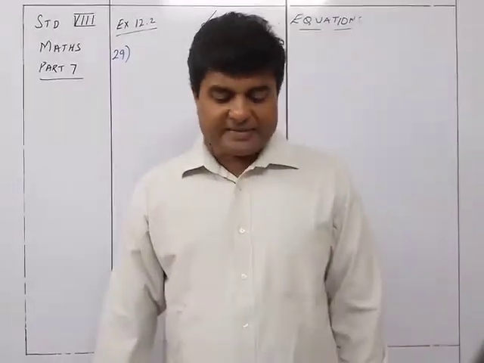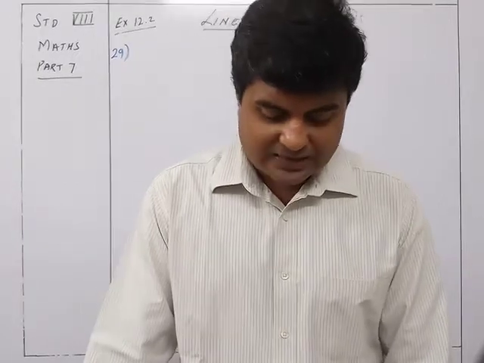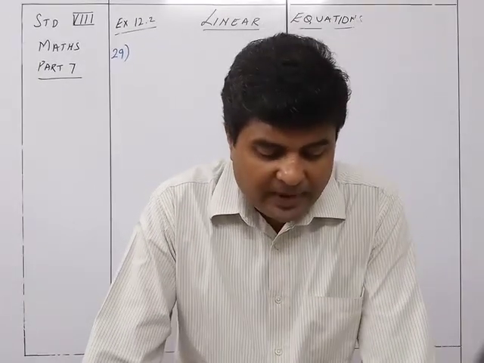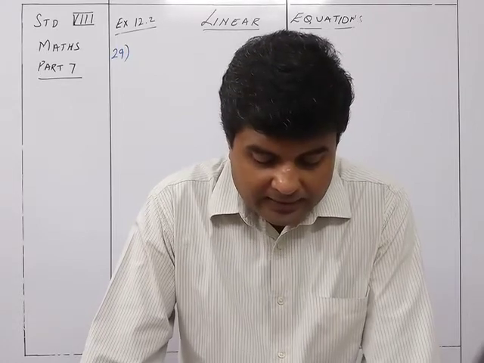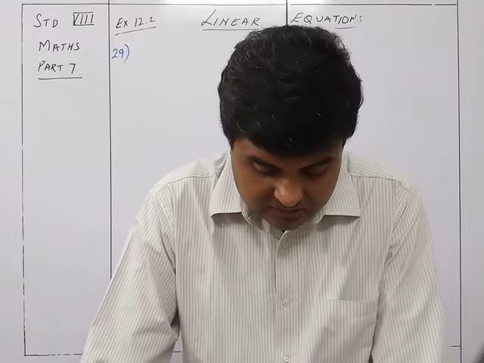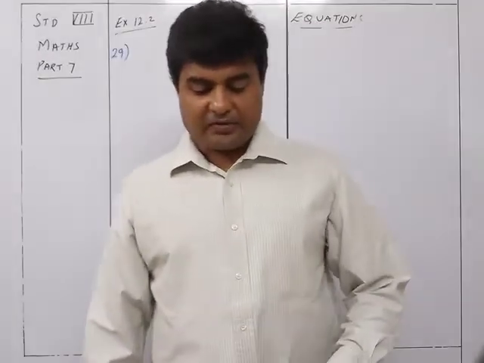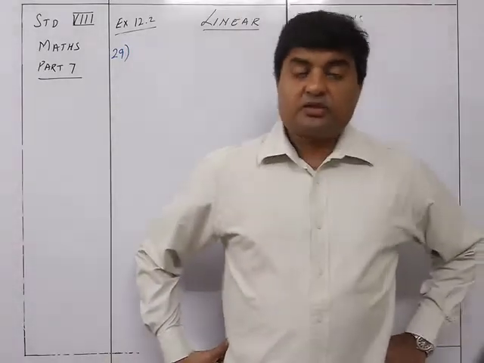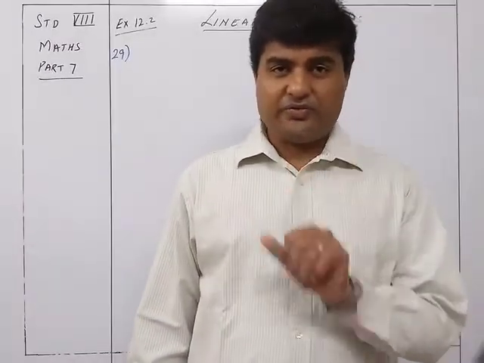Distance between two places A and B is 350 kilometers. Two cars start simultaneously from A and B towards each other, and the distance between them after 4 hours is 62 kilometers. If the speed of car 1 is 8 kilometers less than the speed of the other car, find the speed of each car. So it is like a story, so we need to understand the story first.